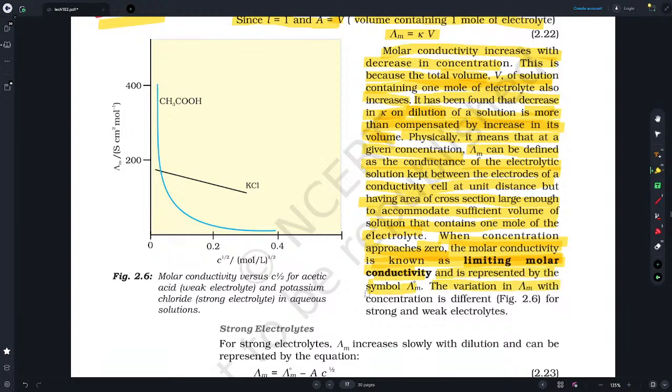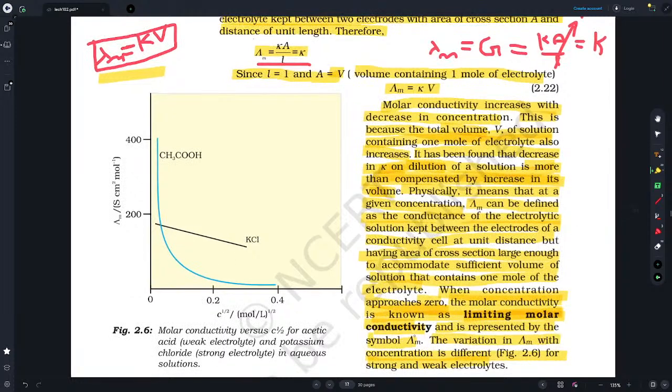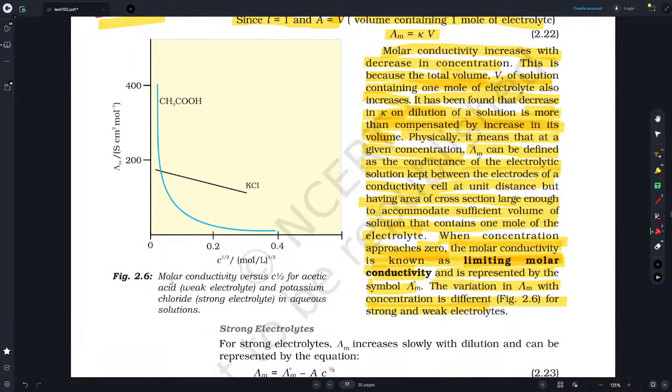The variation in molar conductivity with concentration is different for strong and weak electrolytes. It is seen in this graph. Here this is molar conductivity versus C to the power 1 by 2, nothing but root C, the root of concentration, for acetic acid, a weak electrolyte, and potassium chloride, a strong electrolyte, in aqueous solutions. When the concentration is close to 0, KCl has a defined molar conductivity of close to 190 or 180, and as the concentration of the solution increases, the molar conductivity continues to decrease.